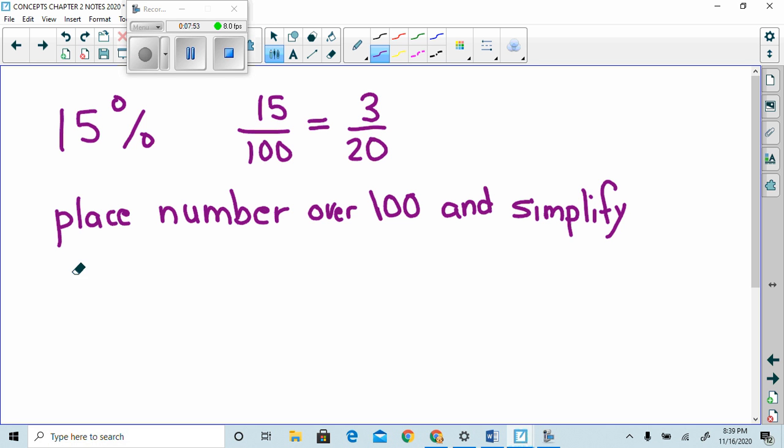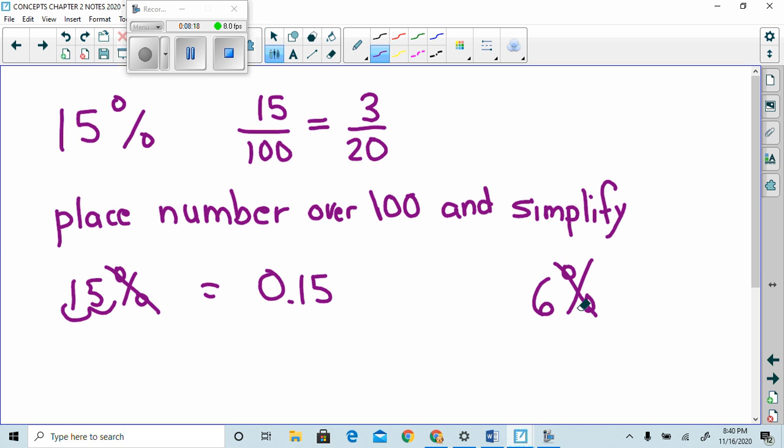To change your percent to a decimal, you can realize that if I read this fraction here, it says 15 hundredths. Basically what you're doing is dropping this sign and moving your decimal over two places because you're dividing by 100. So again, if I had 6%, I would drop the sign and move my decimal over two places. If we need to, we can go over a little bit more of that in class as well.